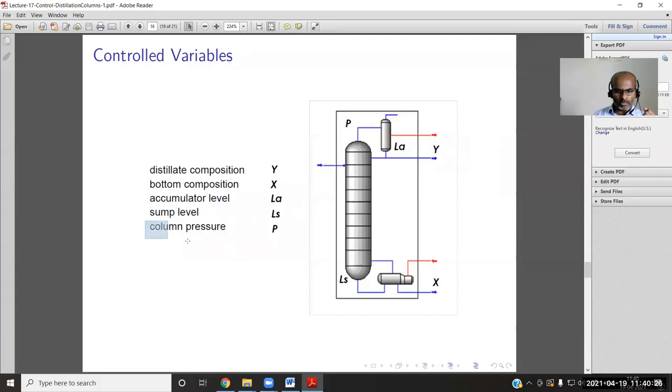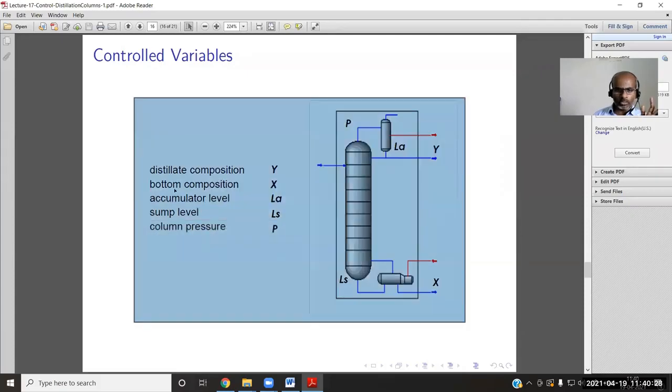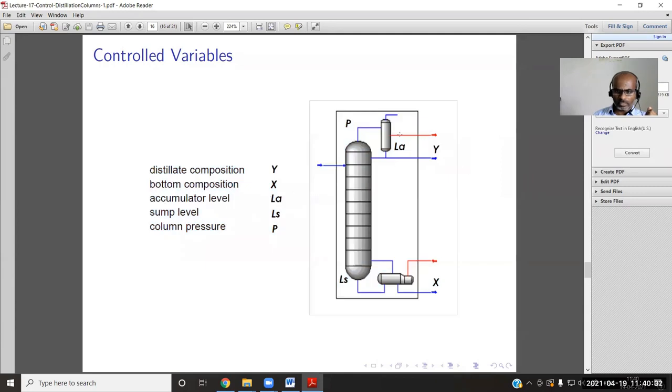The most common are pressure control and composition control. In addition, we have the level in the reflux drum and the level in the bottommost tray. The level in the bottommost tray is important because it is going to affect the subsequent operation of the bottoms.